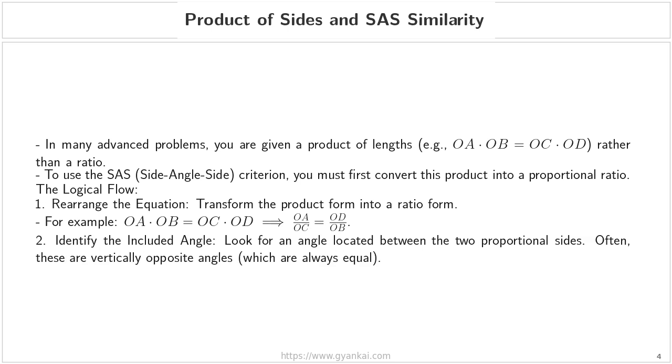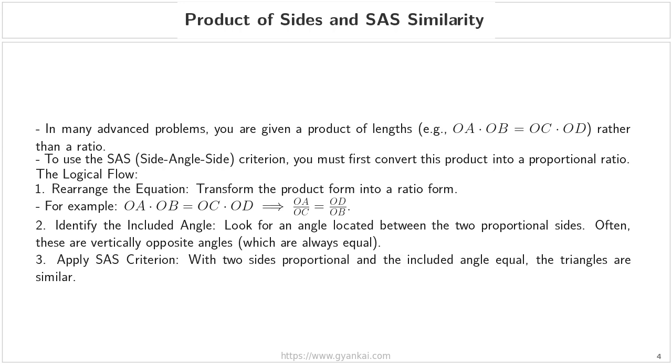Second, once you have your ratios, you need to identify the included angle. This is the angle trapped specifically between the two sides you just worked with. In many geometry problems, a great place to look is for vertically opposite angles, which we know are always equal. Third, once you have confirmed that two sides are proportional and the included angle is equal, you can officially apply the SAS criterion to declare the triangles similar.